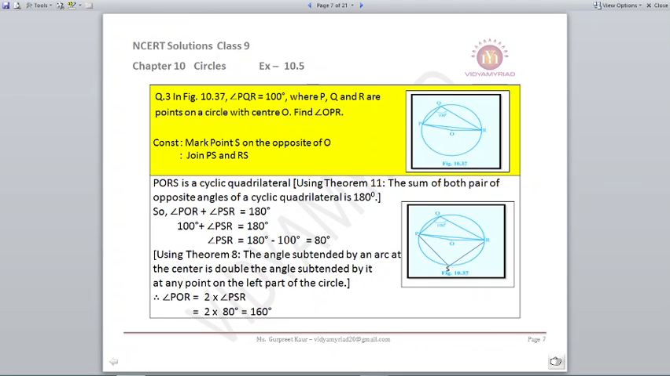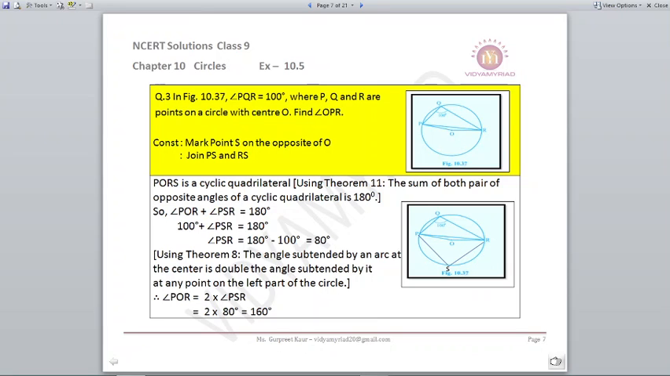Question number 3. In figure 10.37, angle PQR is equal to 100 degrees, where P, Q and R are points on a circle with center O. Find angle OPR. We need to find OPR. Now here we will do a construction: we will mark a point S on the opposite side of O, and we will join PS and SR. Now if we know angle POR, we can find out PSR, or if we know PQR, that is 100 degrees, it is already given to us.